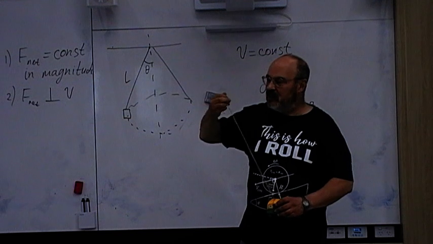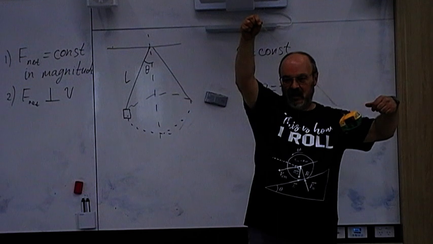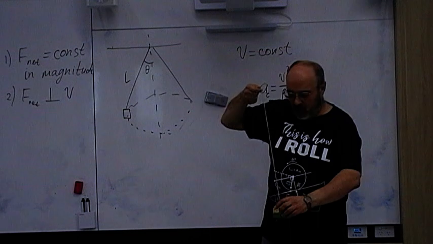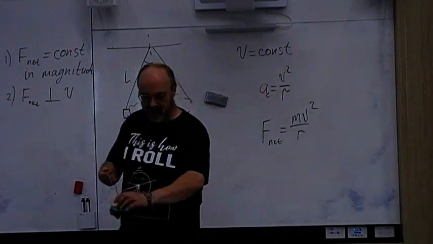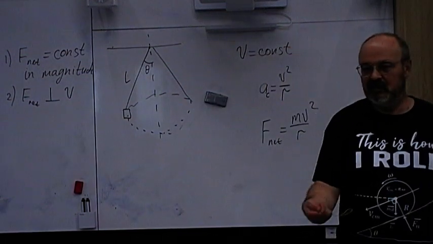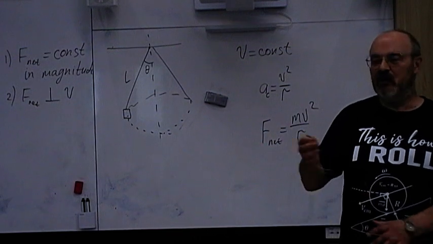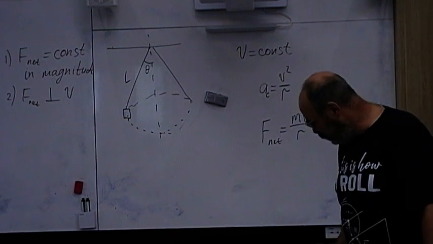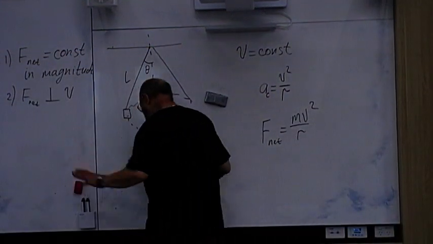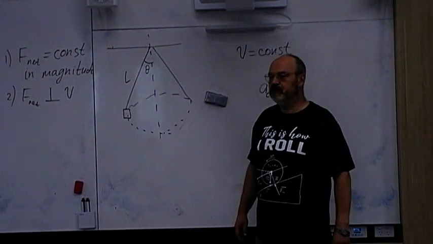It's not the same if I make it like this, because it's not at the same height. Or if I rotate it like this, that is completely different. It's a vertical circle. We'll consider this a little bit later today. But now we're looking at horizontal motion like this. We disregard resistance, obviously. So which force is acting on this mass?